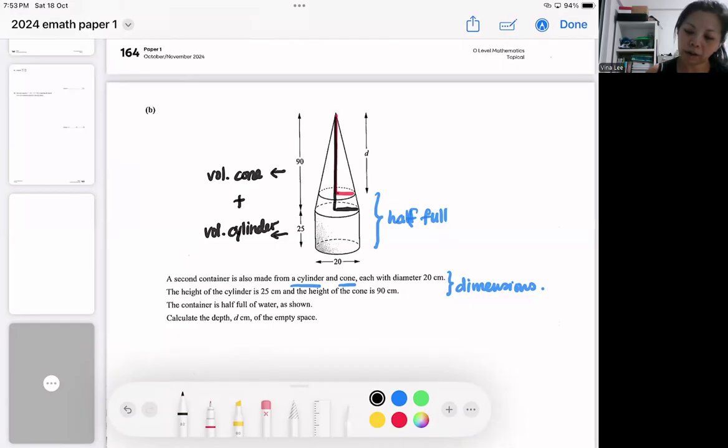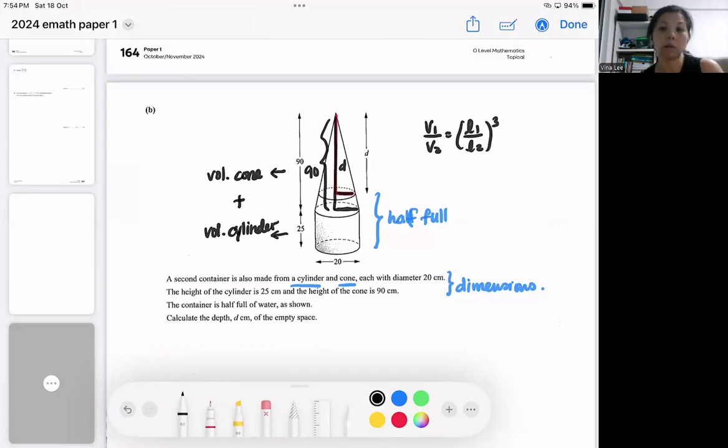Okay, so in a way, I will need the height. I already got the ratio of the height. So this is D, and the long one is 90. I already have the ratio of the height, so I am actually using this formula, trying to use this formula in order to find the value of D.